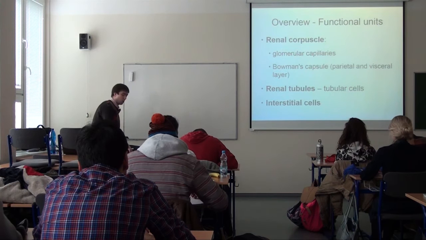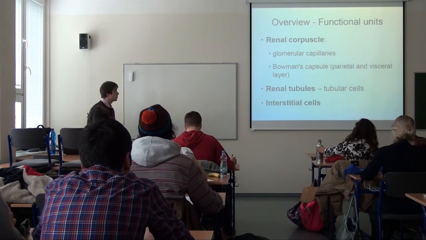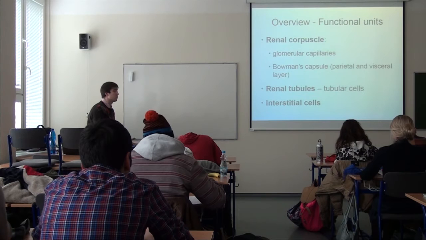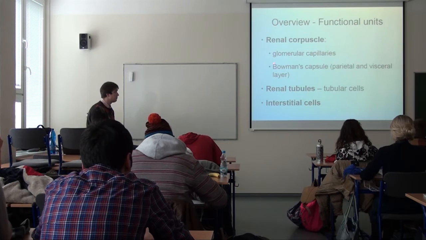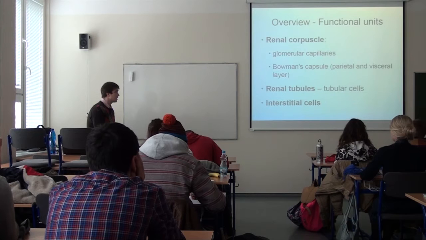To do these four functions, kidneys have some functional units. Yes, we have three main functional units in kidneys. The first functional unit is the renal corpuscle, that consists of the glomerular capillaries and Bowman's capsule. This is the place of glomerular filtration. Then we have renal tubules. In tubules, we have two processes, tubular resorption and tubular secretion.